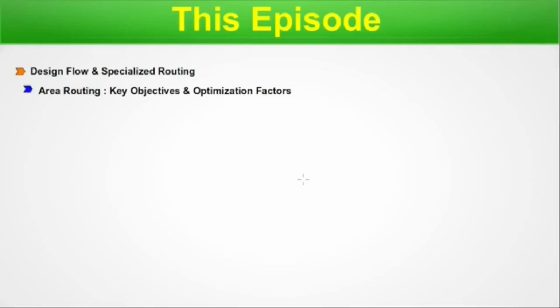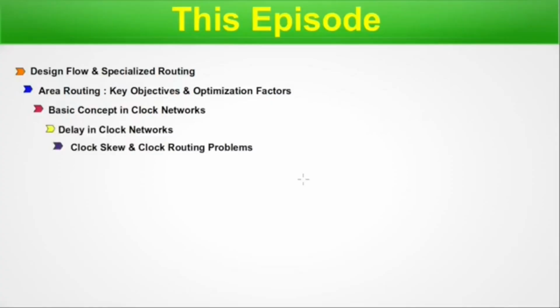Now let's take a look at the pointers we are going to discuss in today's episode. First, design flow and specialized routing. This is the third episode in routing in physical design, and we have already covered global and detailed routing. Now it's time for specialized routing. Next, area routing, key objectives and optimization factors. Next, basic concept in clock networks. After that, delay in clock networks, clock skew and clock routing problems, modern clock tree synthesis techniques.